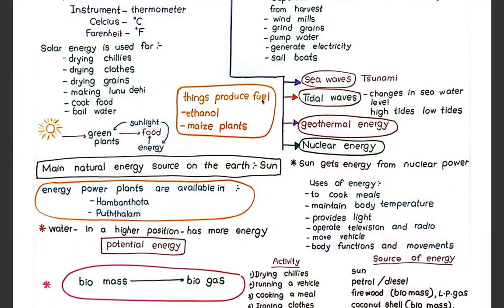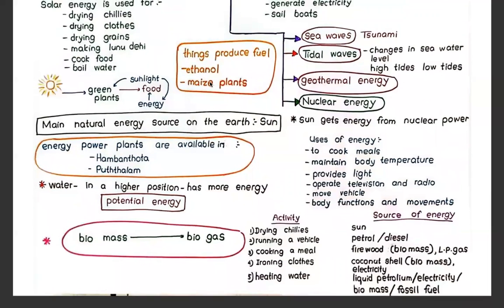Fuel. What are the fuels we use? Things produce fuel. To produce fuels, we need ethanol. Maize plants.